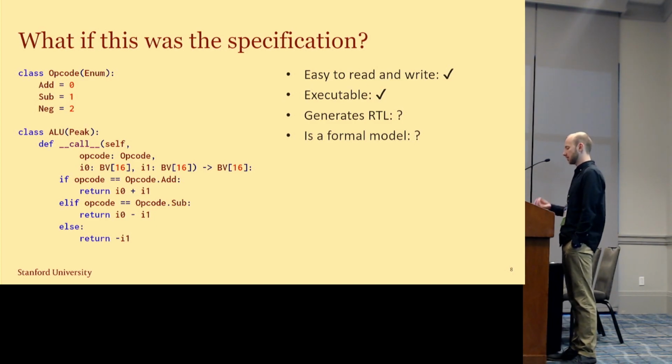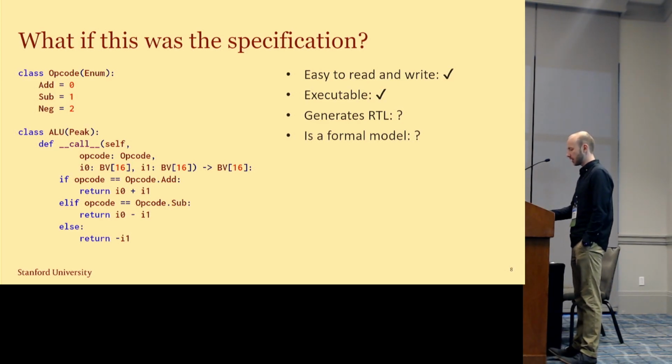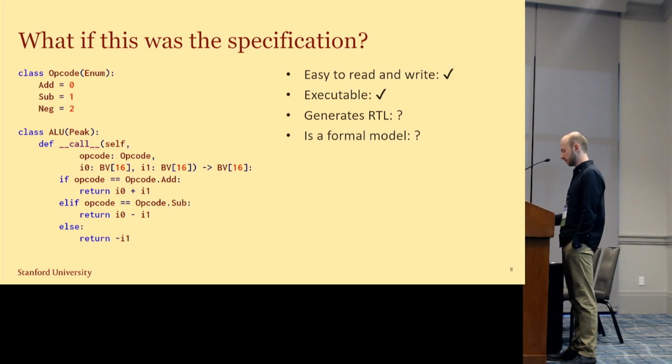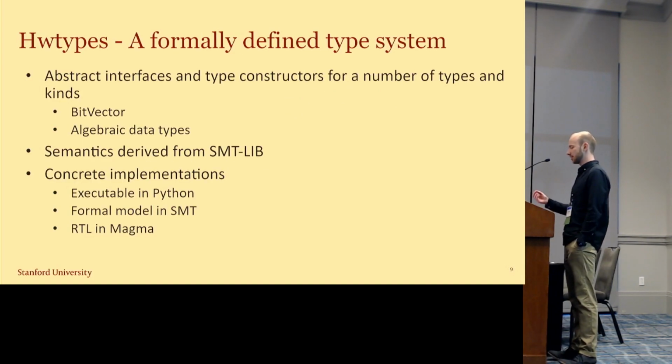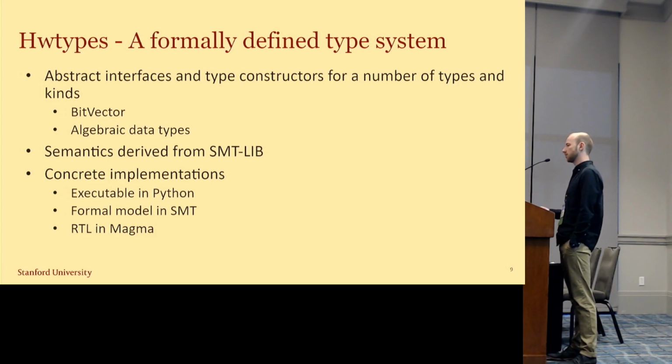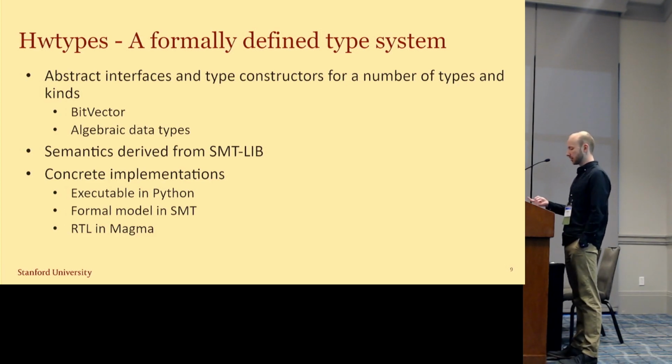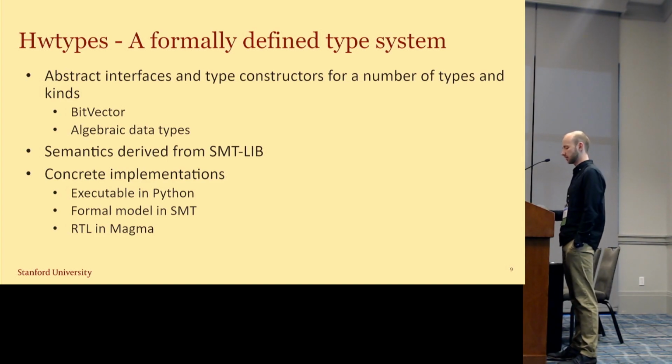It's a little bit less easy to see how this would generate RTL or how it would be a formal model. To introduce how PEak does this, I will talk about hardware types. So hardware types is a formally defined type system that we've created for PEak, and it includes abstract interfaces and type constructors for a number of different types and kinds that are particularly useful for hardware design. In particular, we have bit vectors and algebraic data types, like sums and products.